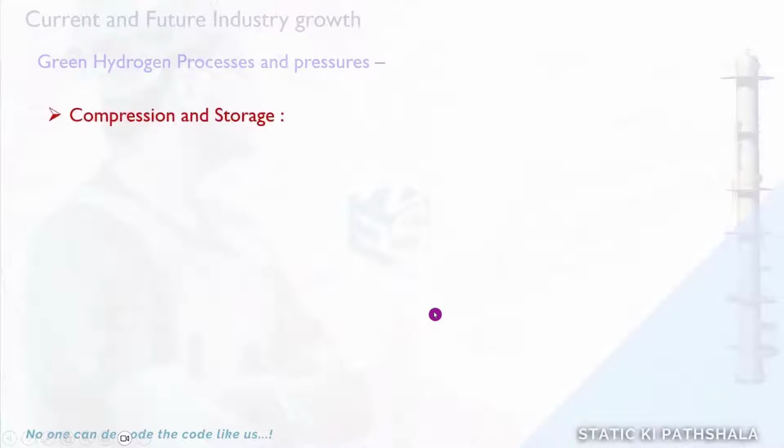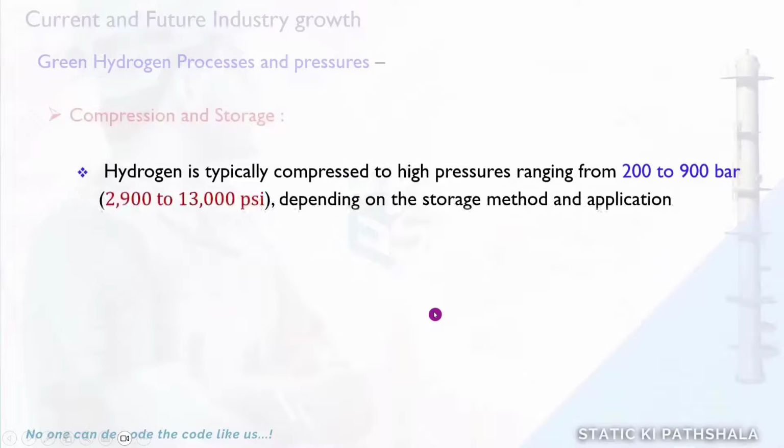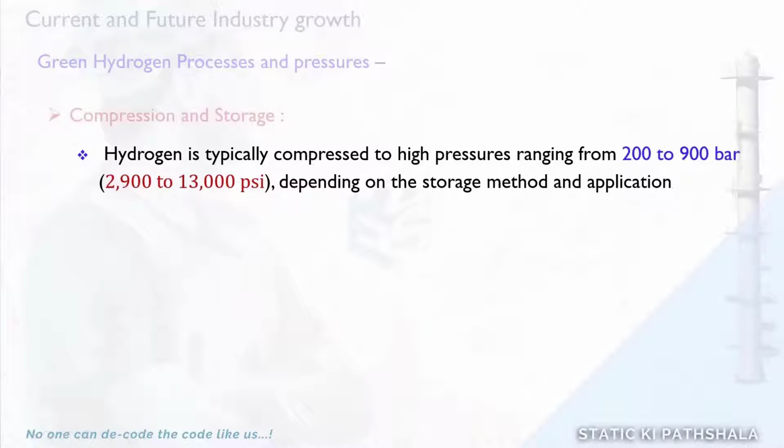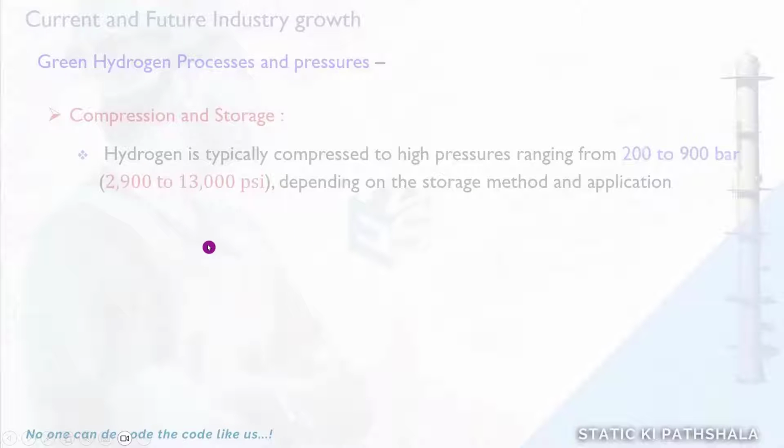When we look at compression and storage, one step is electrolysis. After that, we have to compress the hydrogen and store it. The hydrogen is typically compressed to a high pressure ranging from 200 to 900 bar. If we convert that into PSI, it is close to 2900 to 13,000 PSI. We all know that the Division 1 limitation is up to 3000 PSI. So in compression and storage, it is well beyond the limit of Division 1, and up to 10,000 psi Division 2 can be used. So it is well within the range of Division 2 requirement.